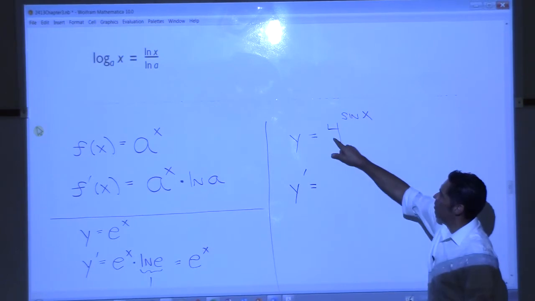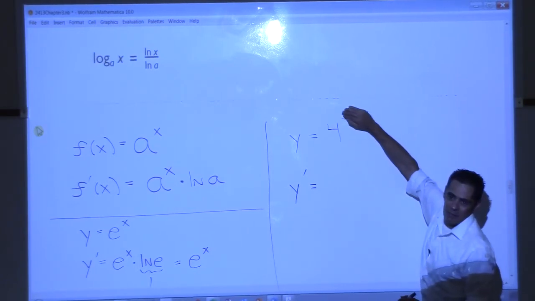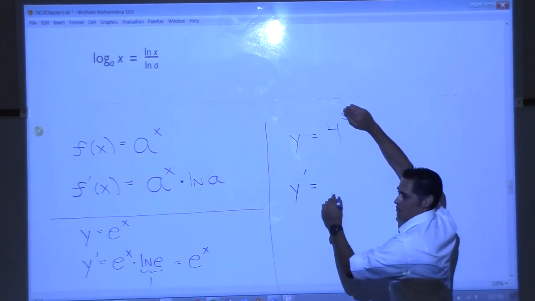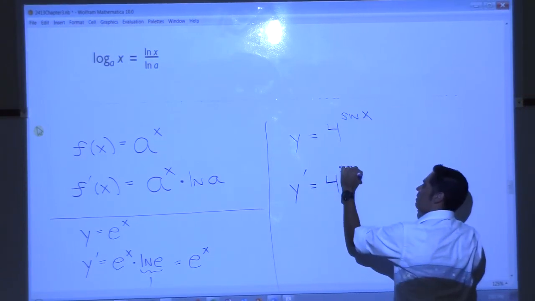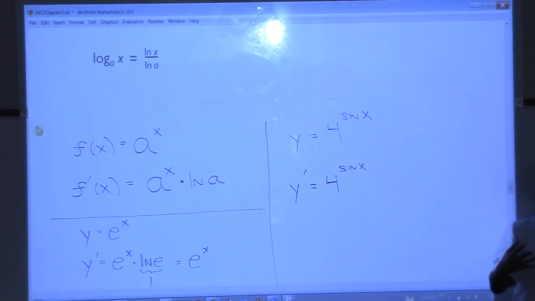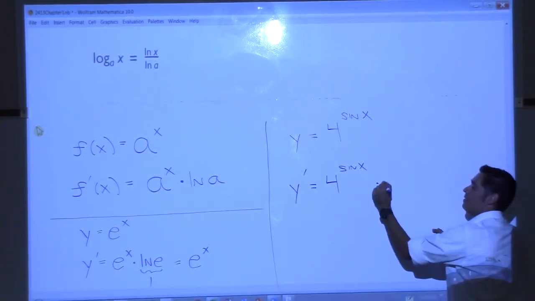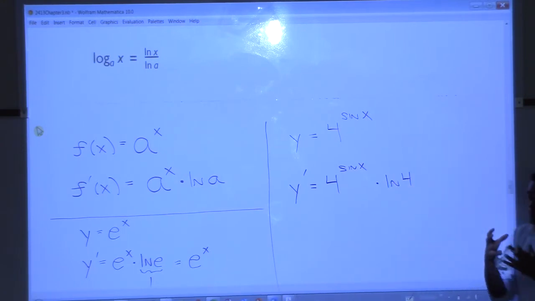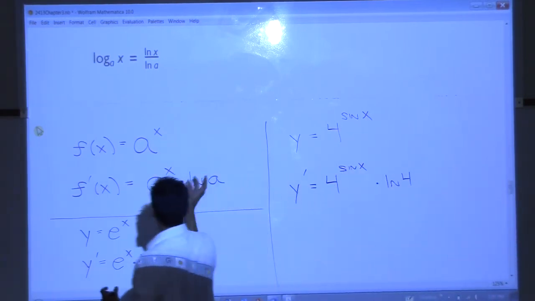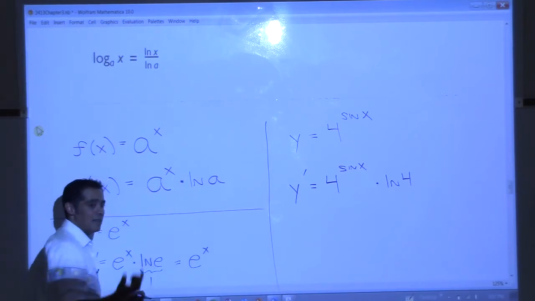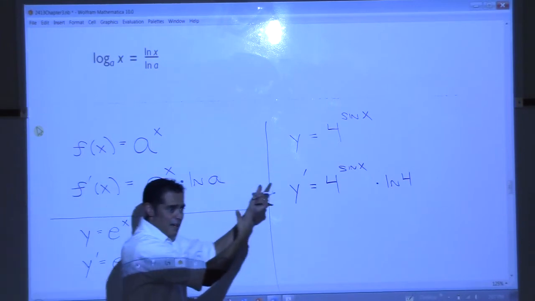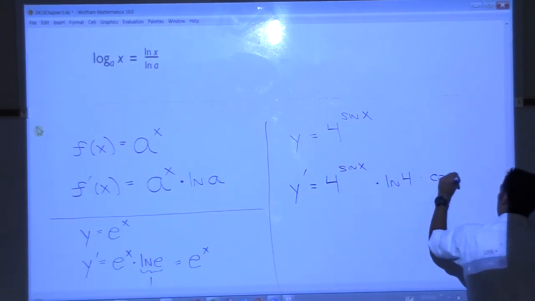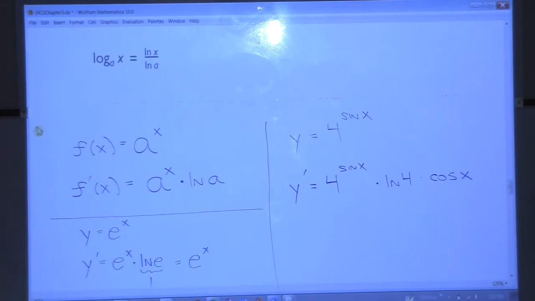So what would be the derivative of 4 raised to my hand? 4 raised to my hand, right, itself, times the natural log of 4. Don't forget that part because that's part of this formula. Okay, so what I've done is I've fulfilled this part, but I'm not done. Chain rule says now multiply by the derivative of sine of x, which is cosine x. You'll see how that works?